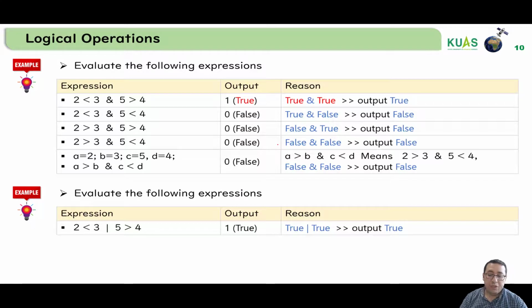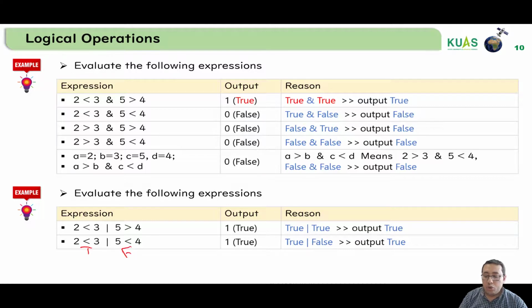How about OR? For the OR case, we check the first condition. For example, we have 2 less than 3 and 5 bigger than 4. So 2 less than 3, that's true. And 5 greater than 4, that's true. So true or true, the output is true, because if one or more is true, the output will be true. The next one, 2 less than 3, that's true. 5 less than 4, that's false. So true or false, at least one is true, which is here, so the output should be true. We have true.